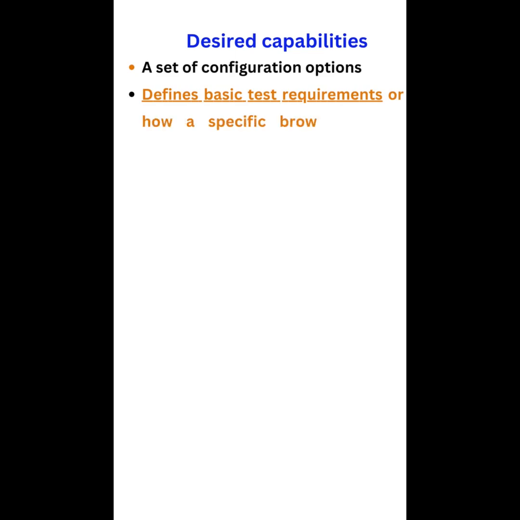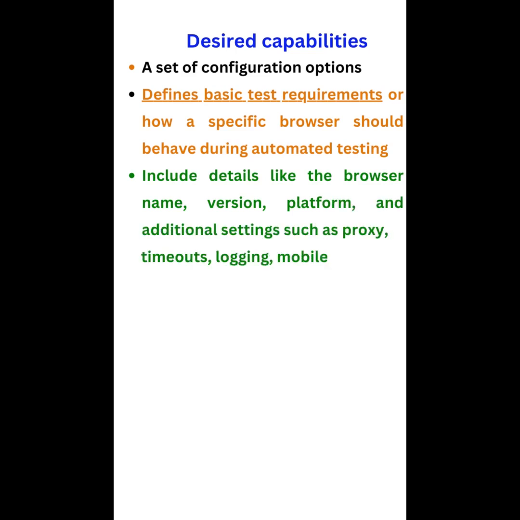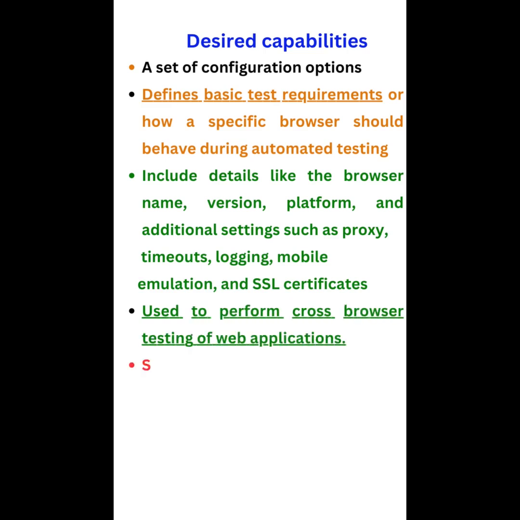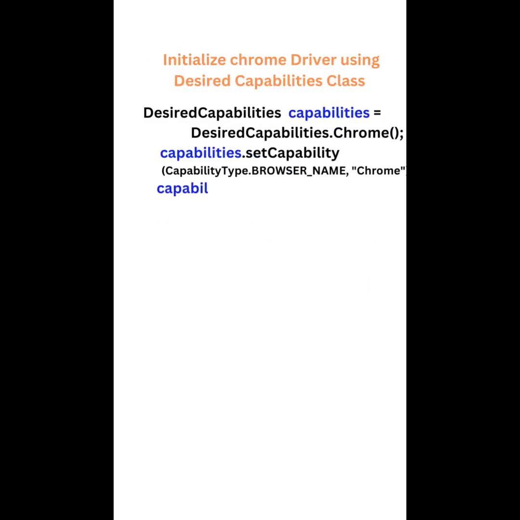In Selenium, desired capabilities are a set of configuration options. It defines basic test requirements or how a specific browser should behave during automated testing. It includes details like the browser name, version, platform, and additional settings such as proxy, timeouts, logging, mobile emulation, and SSL certificates. It is used to perform cross-browser testing of web applications. Desired capabilities are stored as key-value pairs encoded in a JSON object. In this example, let us initialize Chrome driver using desired capabilities class.